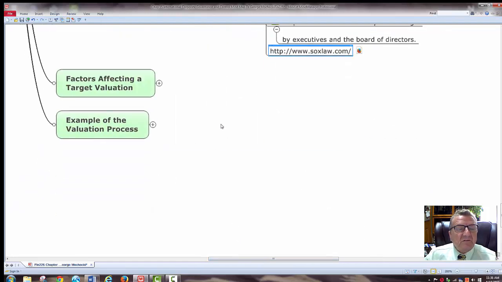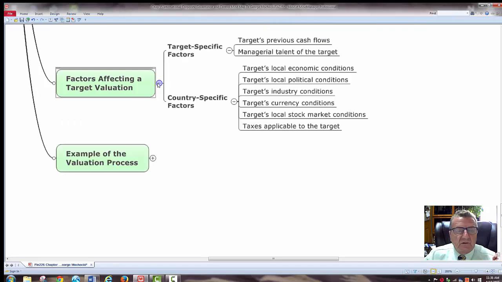Now, factors affecting target valuation. Target specific factors. I'm looking at the target where I'm going to look at the valuation. It looks at previous cash flows, managerial talent of that target, a subsidiary that I maybe want to go into. Okay, country specific factors. Target's economic condition.